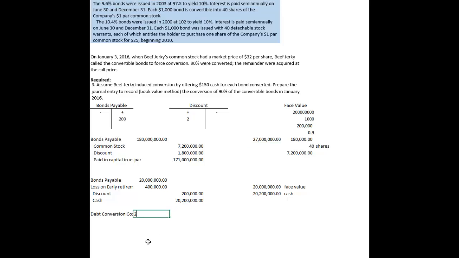that conversion. So we're going to record an expense in the current accounting period for $27 million, and we credit cash for the same $27 million.